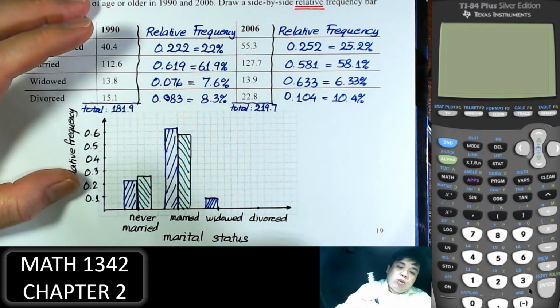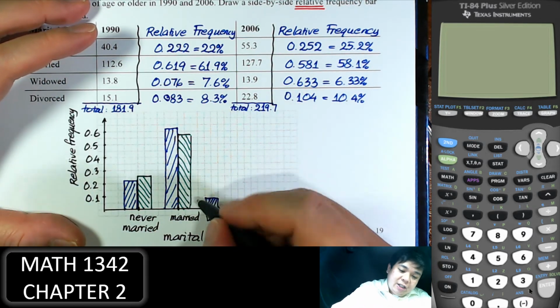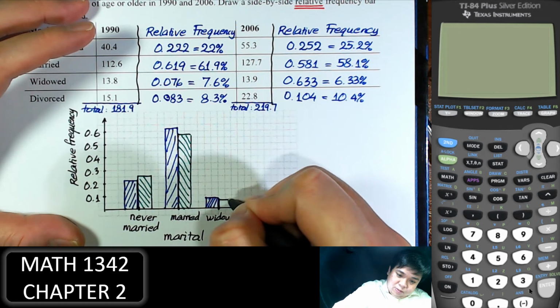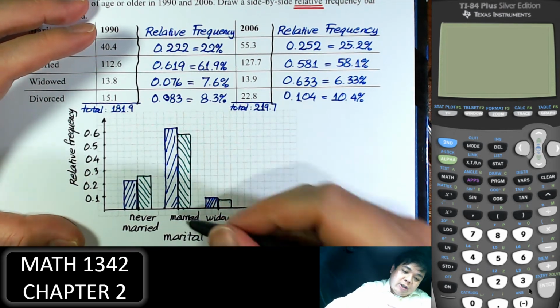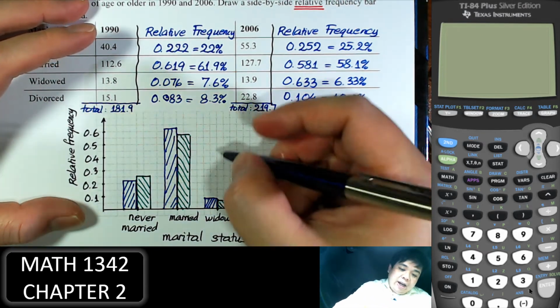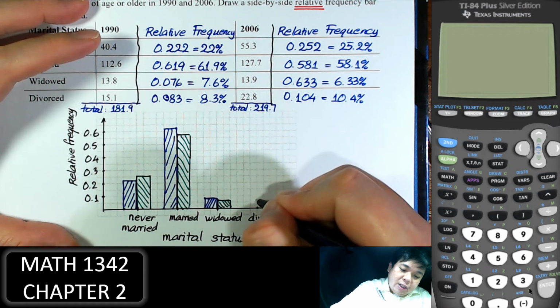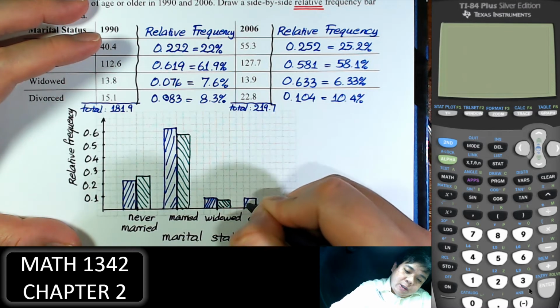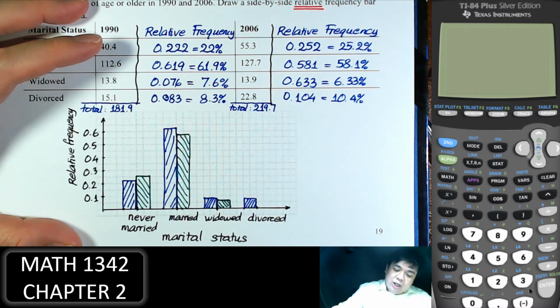and then 6.33, a little shorter than that, and then 8.3, and then 10.4.